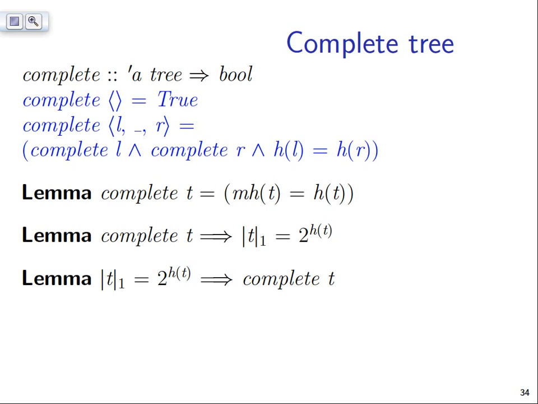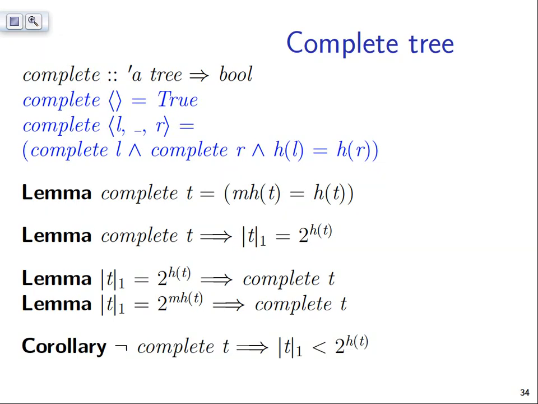So the proofs are by induction, but you always have to figure out what the best thing to induct on is. And I would really like to get on to search trees. Also the same is true for the minimal height. If the number of leaves is 2 to the minimal height, it's also a complete tree. And if it's not complete, then there are actually fewer leaves in there than 2 to the height.